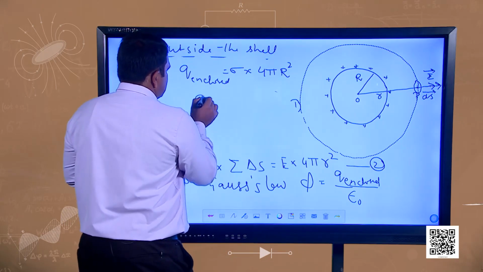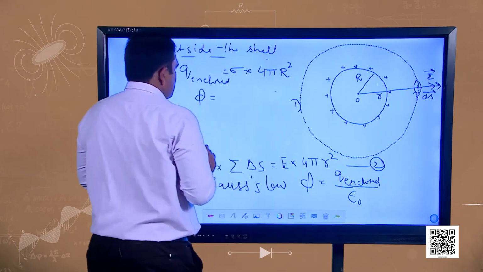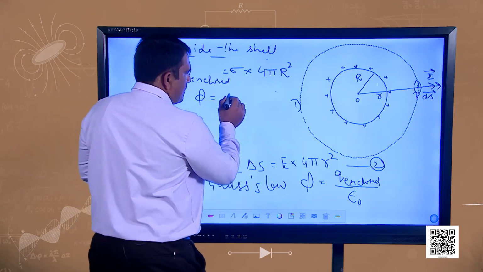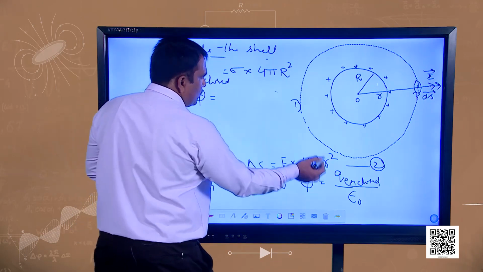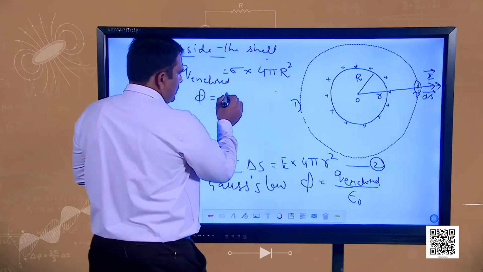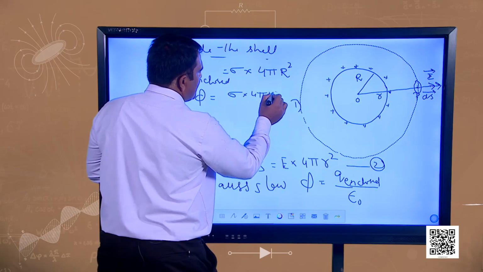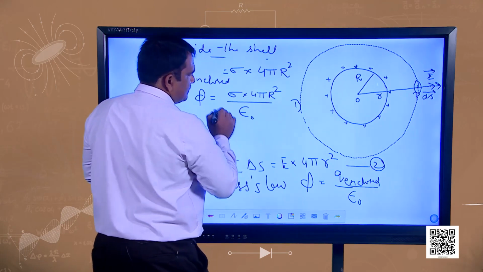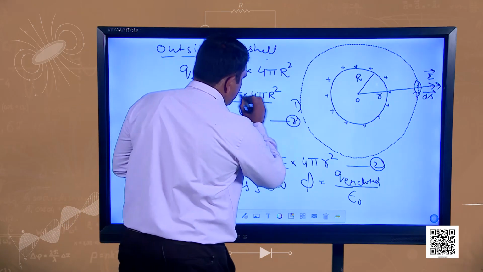So, the total flux passing through this Gaussian surface with the help of Gauss's law can be written as, by putting the value of this charge enclosed in this formula, sigma multiplied by 4 pi R square divided by epsilon naught. We can give it equation number 3.